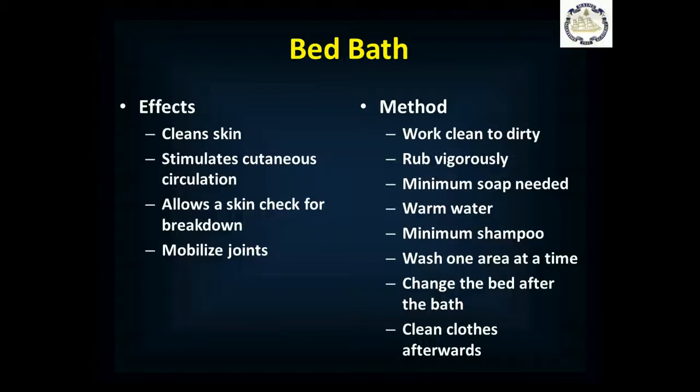So how do you do this? Well, you start in a clean area, you clean a first area, and then you work out to other dirty areas. You don't jump from dirty area to dirty area. You want to rub vigorously. That's going to increase that circulation to the skin. Use just a little bit of soap. You don't need a whole lot, just a small amount. And in fact, there are bath in a bag type products that have the right amount of material in, that you microwave, they have everything in that you need, and those can be very useful for this.